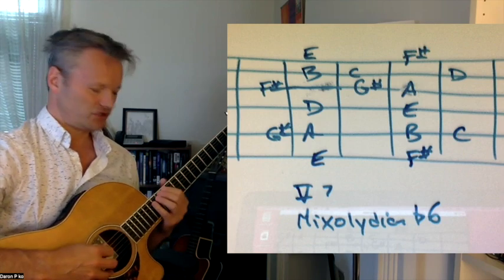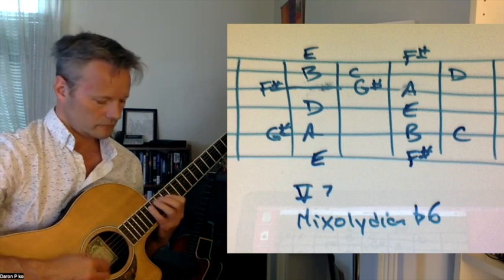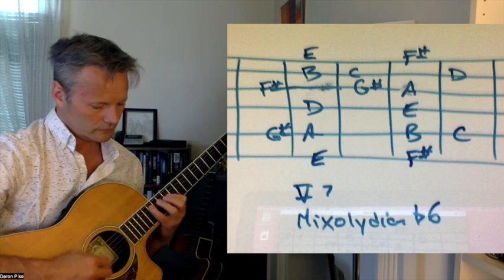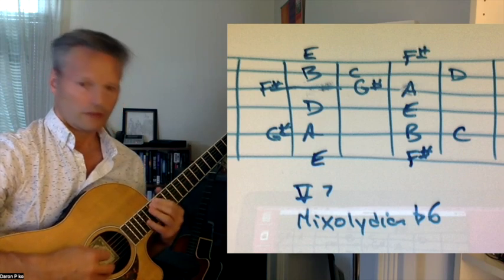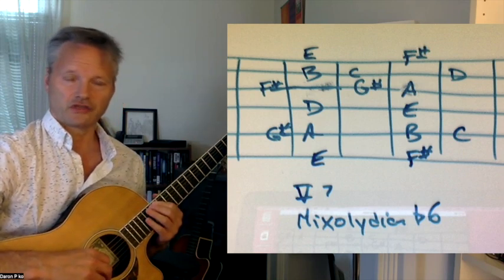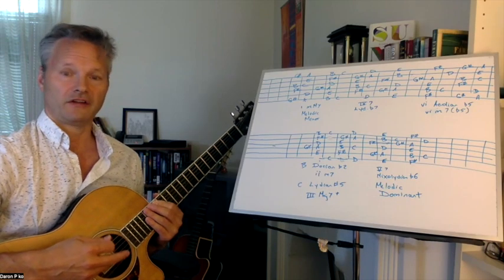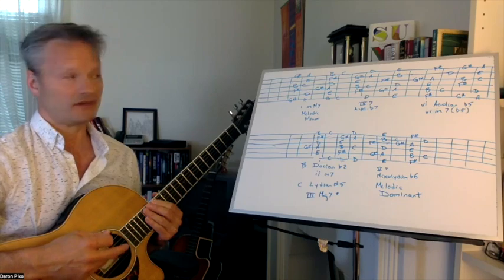I could reach out to the G sharp there. I can do the F sharp scale. F sharp is the 6. 6 is Aeolian, but we're going to have it again with a flat note. It's going to have a flat 5.